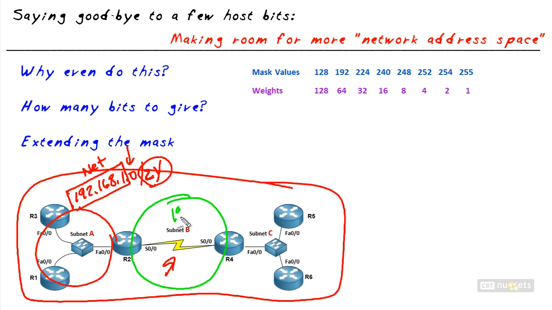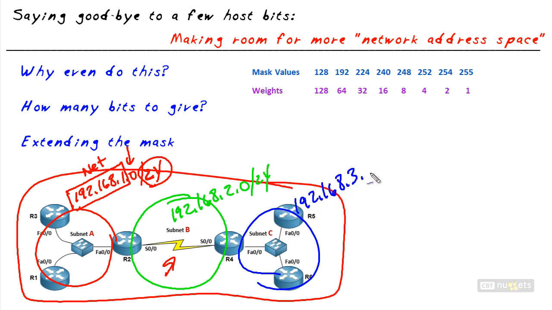Maybe we use the 192.168.2.0/24. And for the network between R4, R5, and R6, right here, maybe we use the network 192.168.3.0/24. Now, once we've implemented these IP addresses, we go back to our boss all proud and say, "Hey, we're all done. Take a look."